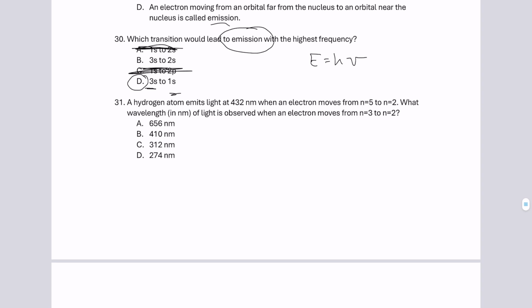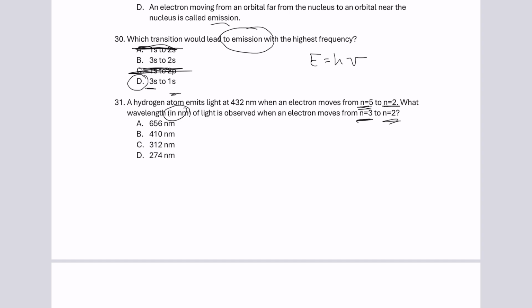31 says a hydrogen atom emits light at 432 nanometers when an electron moves from n equals 5 to n equals 2. What wavelength in nanometers of light is observed when an electron moves from n equals 3 to n equals 2? Now, you can approach this problem logically, or you can calculate it using the Rydberg equation. The former is obviously easier.